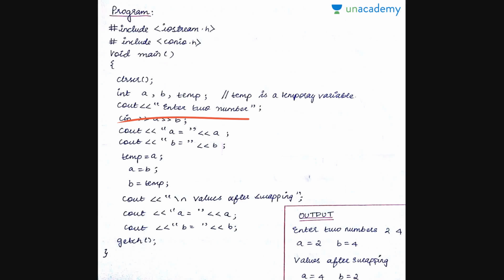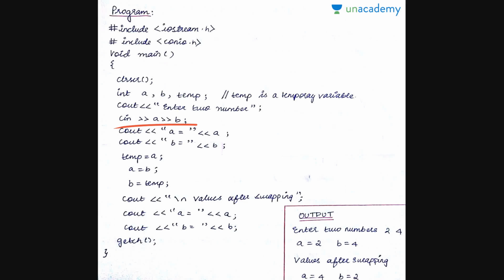So that statement gets printed on the output screen: enter two numbers. Here the user has inputted A as 2 and B as 4. So respectively we store the values in A and B. So that is cin A and B. Once that happens, we just print the value of A and B so that the user gets to know what initially A and B is storing.